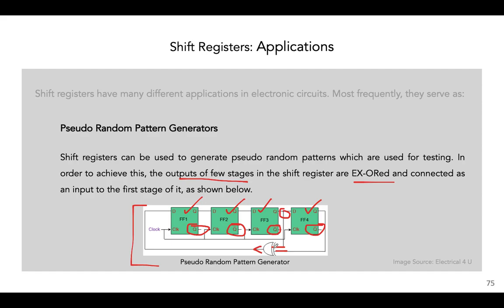Just because you're putting the XORed outputs of some of the flip-flops back into the system doesn't mean you're not taking outputs out, because the point is you need to have some sort of pattern as an output, right? So this is the pattern that will be generated from your complement outputs.